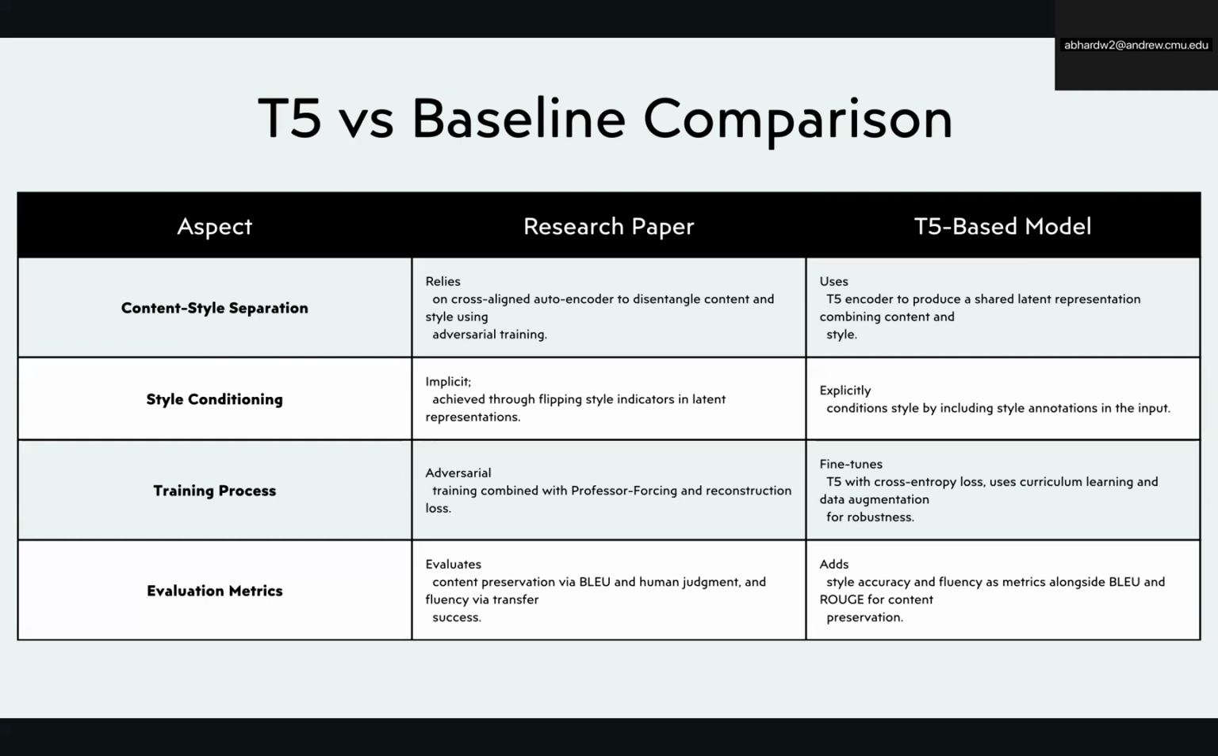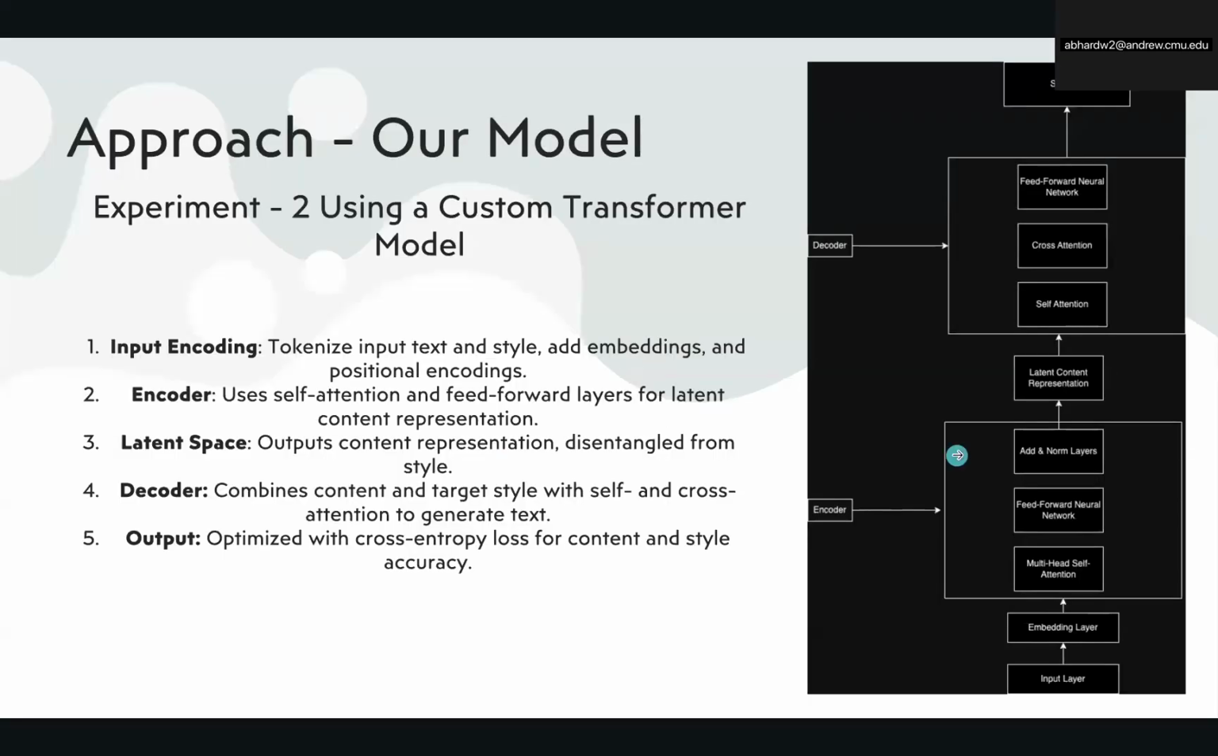Our second approach involves a custom transformer designed for this task. Tokenized inputs include explicit style annotations like gender, sentiment, and formality, providing detailed instruction for style transformation. The self-attention encoder captures word relationships and separates content from style, while the cross-attention decoder integrates content with the target style for precise control over tone and structure.